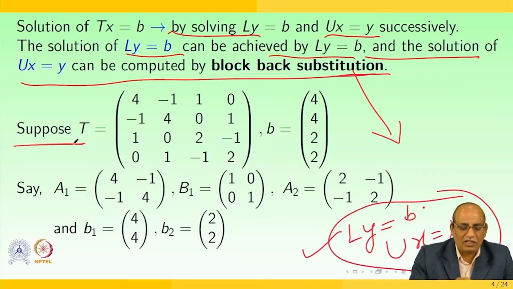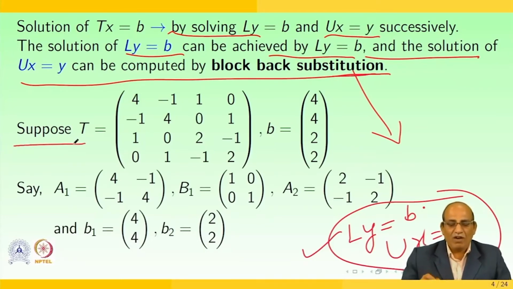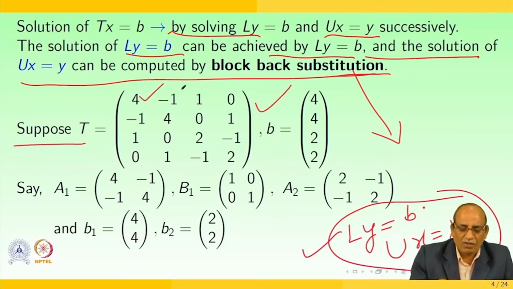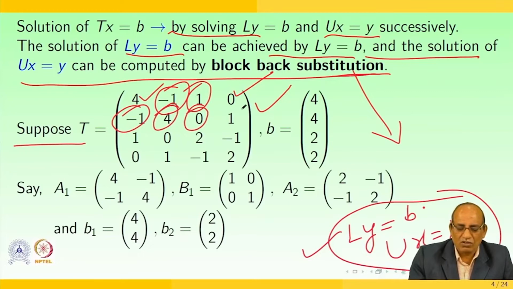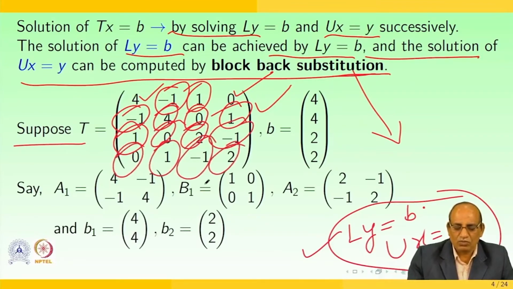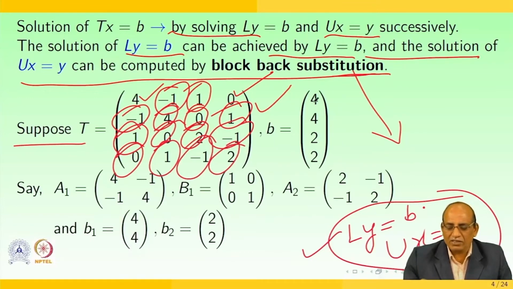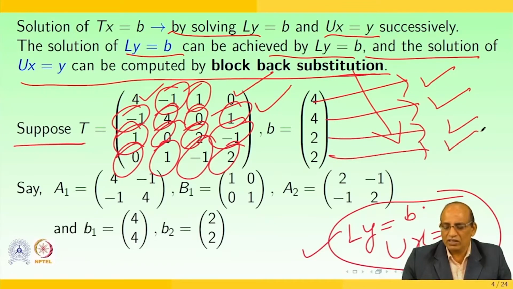Now let us see a simple example. You have a matrix T: 4, -1, 1, 0; -1, 4, 0, 1; 1, 0, 2, -1; 0, 1, -1, 2, and the right-hand side vector b is 4, 4, 2, 2. So T is this matrix, a 4 by 4 matrix.